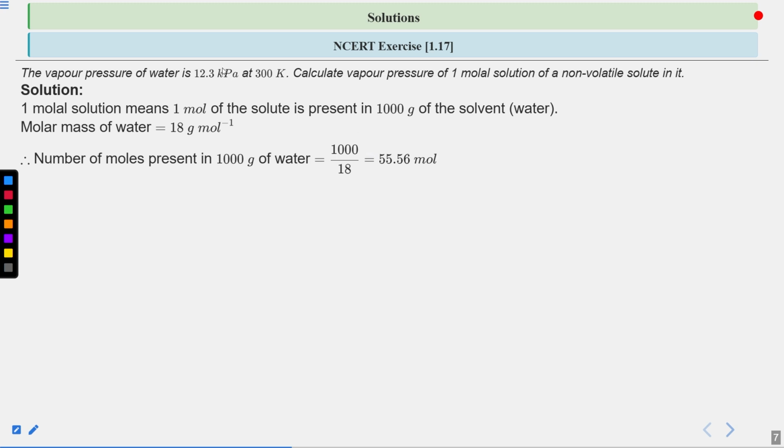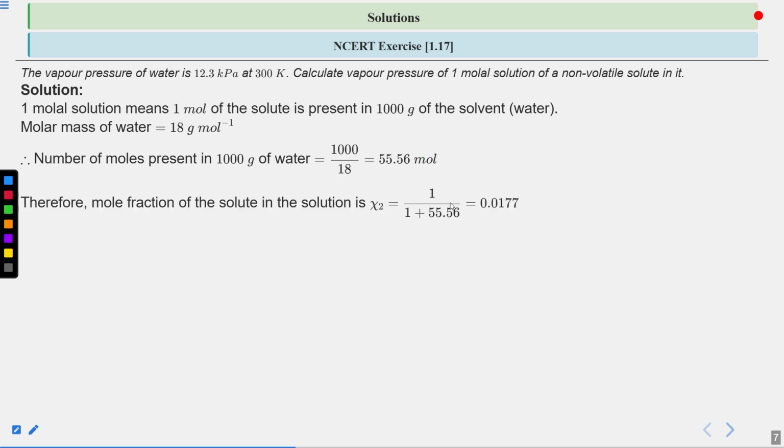Because this is a case of relative lowering. And for the relative lowering, we know that it is related to the mole fraction, or I would say more appropriately, it is related to the ratio of the solute moles to the solvent moles. Got it? Is it clear? Because we have neglected the solvent there in the derivation part. So if you calculate the number of moles in 1000 gram of water, it will be 1000 divided by 18, that is 55.56 mole.